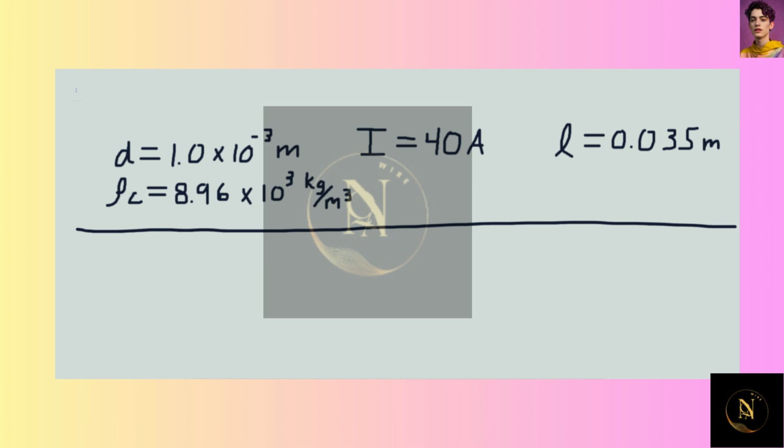In this situation, we're asked to look at figure 54, where we have the top wire with a diameter of 1 millimeter, or 1.0 times 10 to the minus 3 meters. We call that D. It's suspended in the air due to the two magnetic forces from the bottom two wires. The current in the bottom two wires is I, and it's 40 amperes. And the distance between the two bottom wires I call L, and it's 0.035 meters. The density of copper, rho sub c, is 8.96 times 10 to the third kilograms per meter cubed, which is also going to be useful here. So we're going to calculate the current flow in the suspended wire.